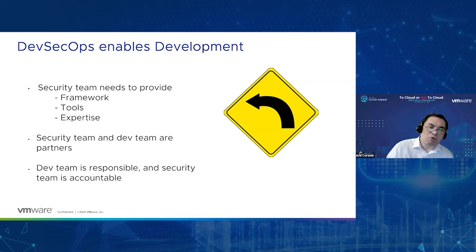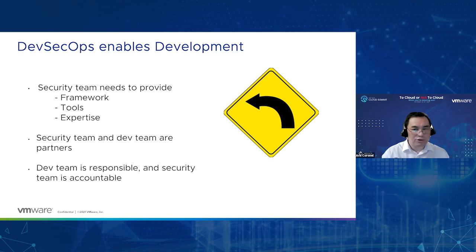Now, the primary goal of DevSecOps is to enable development. We want to enable them to be able to do their own security, right? Now, how do we do that? Well, the security team needs to provide a framework to the development team in terms of what types of tests they need to run, what things should be fixed, what are considered critical. We need to tell them what tools they should be using. And finally, security teams should provide the expertise, and we should help them understand how to fix issues.